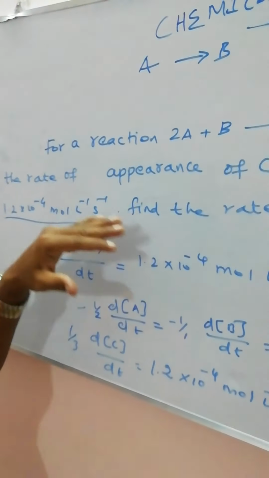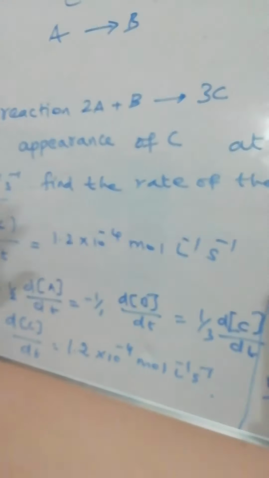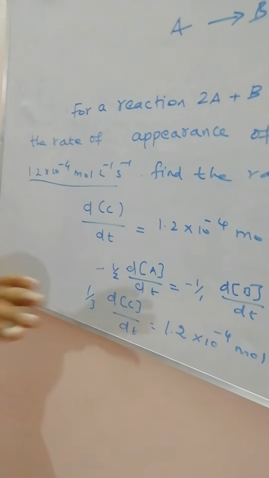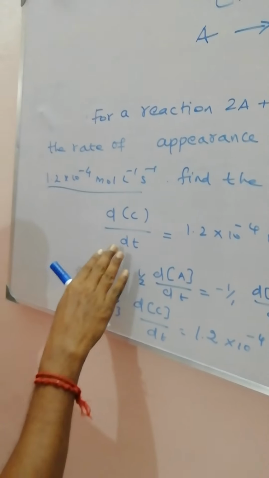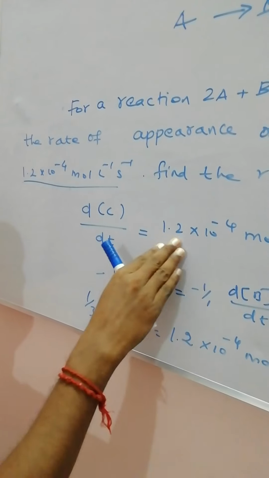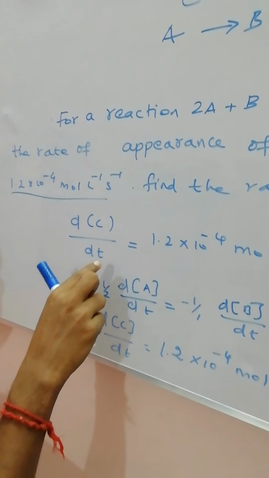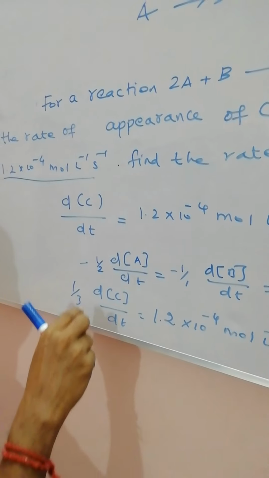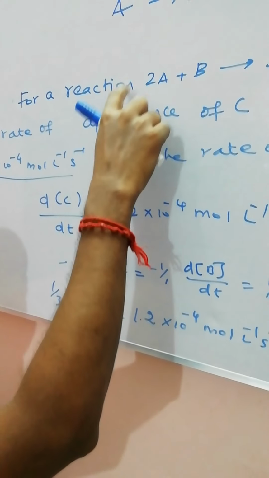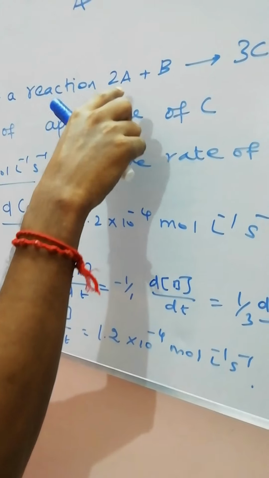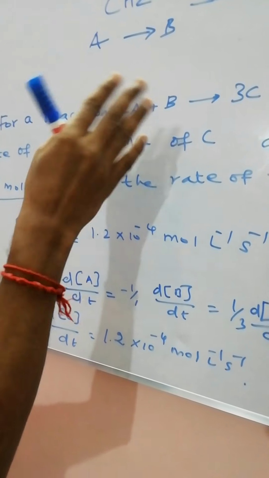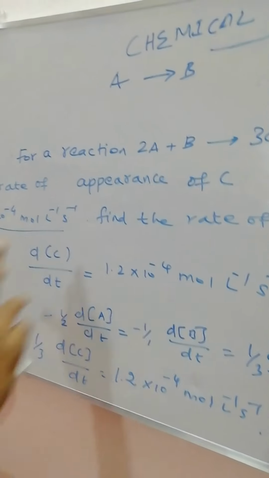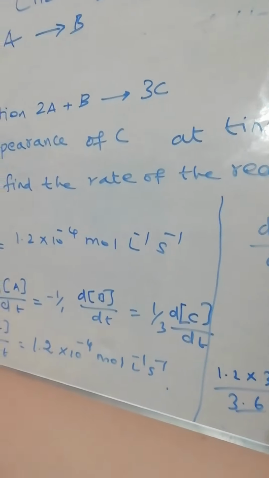It tells us that a reaction takes place, they are giving a reaction and the rate of appearance of the product is also given. Find the rate of the reaction. We can use the stoichiometric equation, which I explained. First you have to write the rate of formation of product is equal to this. We know how to write it: each term is divided by its stoichiometric coefficient, because both sides are divided by their respective stoichiometric coefficient, as I told you.